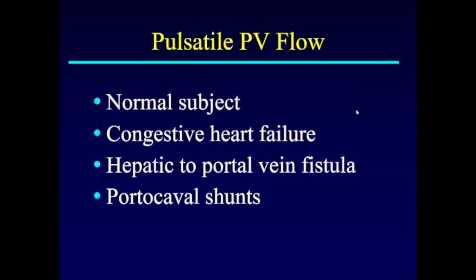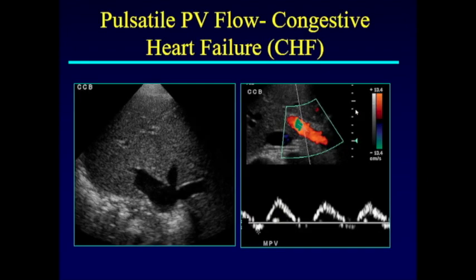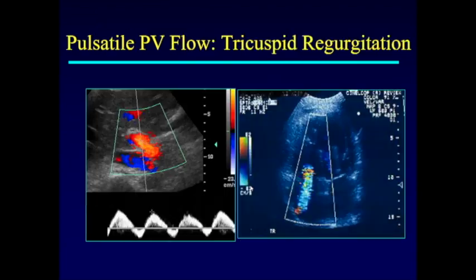I think I had an image in there of the normal portal vein that didn't transmit. Here, however, you see a patient where here's the portal vein. It's big. It has very marked pulsatility to its flow. And this was a patient with congestive heart failure. You can also see this on the venous side. You see marked dilatation of the hepatic veins.